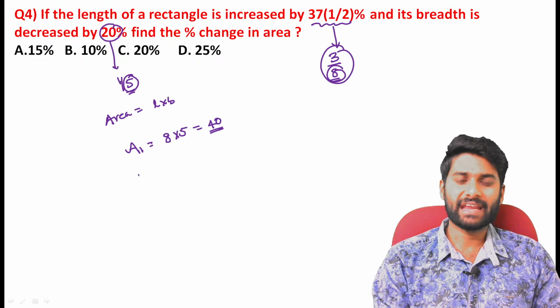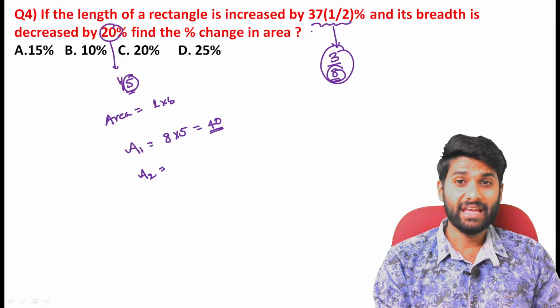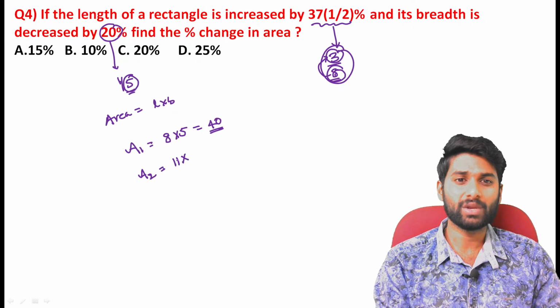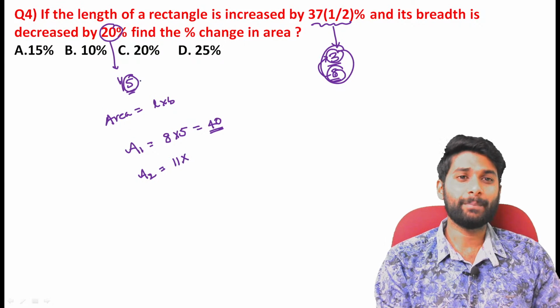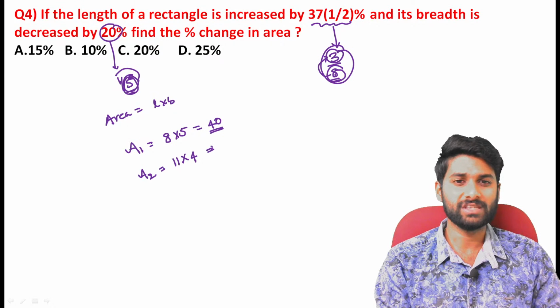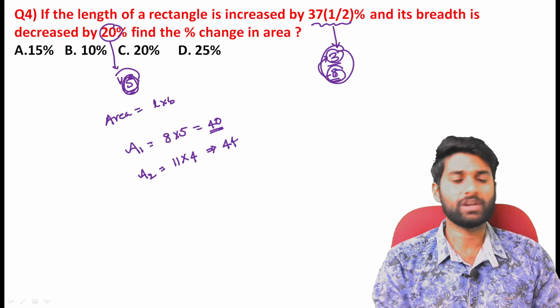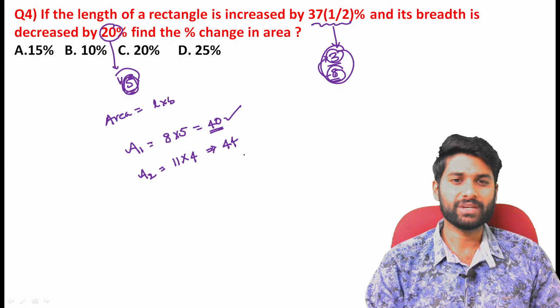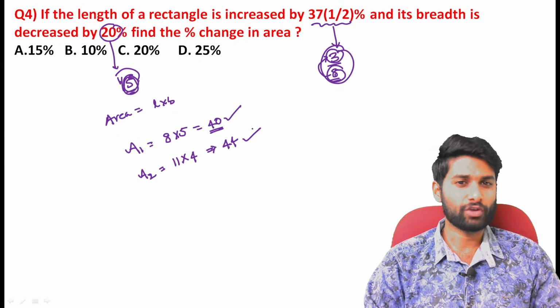Second area. Now both are changed, guys. First, the length is increased: 8, and we increase by 3 units. Now the value becomes 11 units. Now here the breadth is decreased. Breadth initial value is 5 units. Now it is decreased by 1 unit. Now the value becomes 4 units. Now see here the second area becomes 44 units. Initial area is exactly equal to 40 units. Second area we are getting as 44 units.